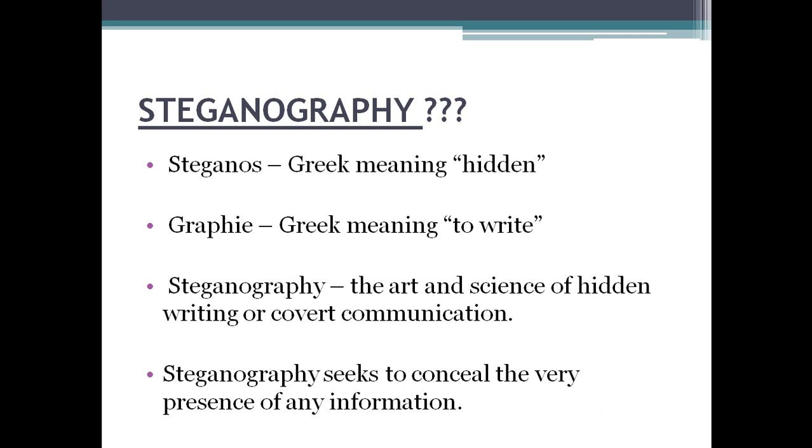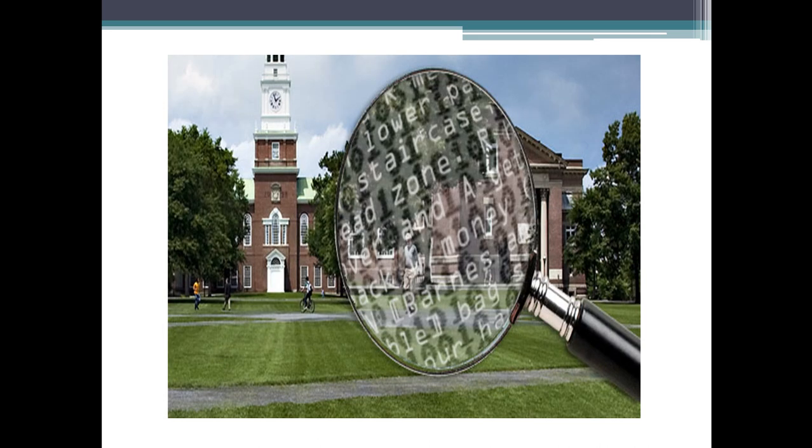Steganography is composed of two words: stegnos, whose Greek meaning is hidden, and graphi, which means to write. So I can say that steganography is the art and science of hidden writing or covert communications. This picture gives you a bit of an idea of what steganography is. As you can see, when you apply a magnifying glass, you can see something over there. I can hide something behind something. The process of hiding information behind other information is known as steganography.